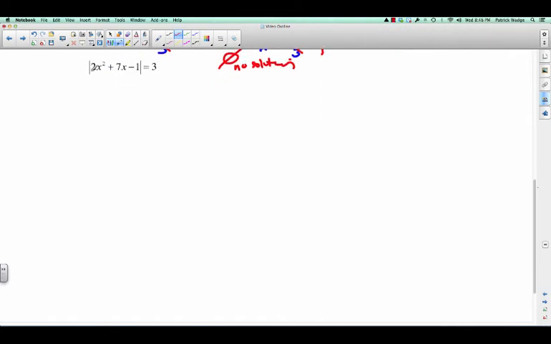Okay, last one. A little bit different, a little bit more difficult because you have a quadratic here. Still follow the same steps. Isolate the absolute value signs. It's already isolated. So write your two equations. One's 2x squared plus 7x minus 1 equals 3. Just keep it all the same. The other one's 2x squared plus 7x minus 1 equals negative 3. Make that other part not in the absolute value sign, make it negative.